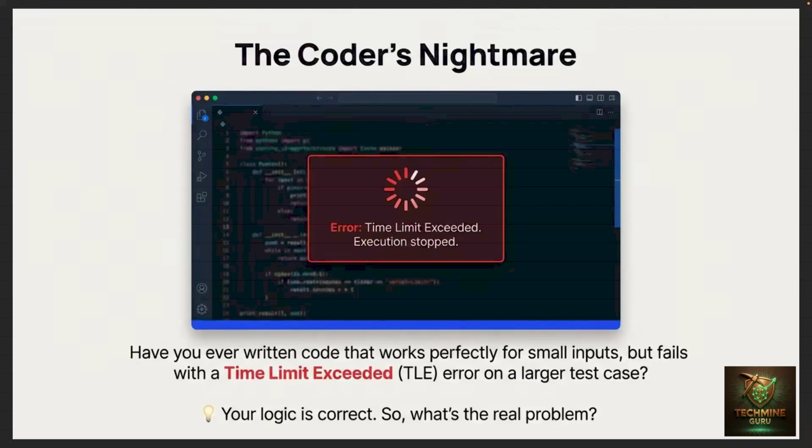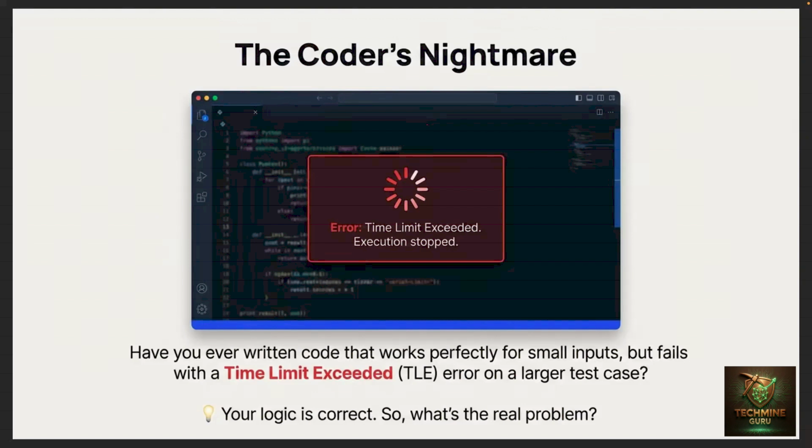Have you ever been in this situation? You spend hours solving a problem, you write the code, it works perfectly for small inputs, you feel confident, you hit the submit button, and then boom, time limit exceeded. Heart breaks, right? You check your code again, your logic is correct, your syntax is perfect, sab kuch sahi tha, everything was right. So why this error?